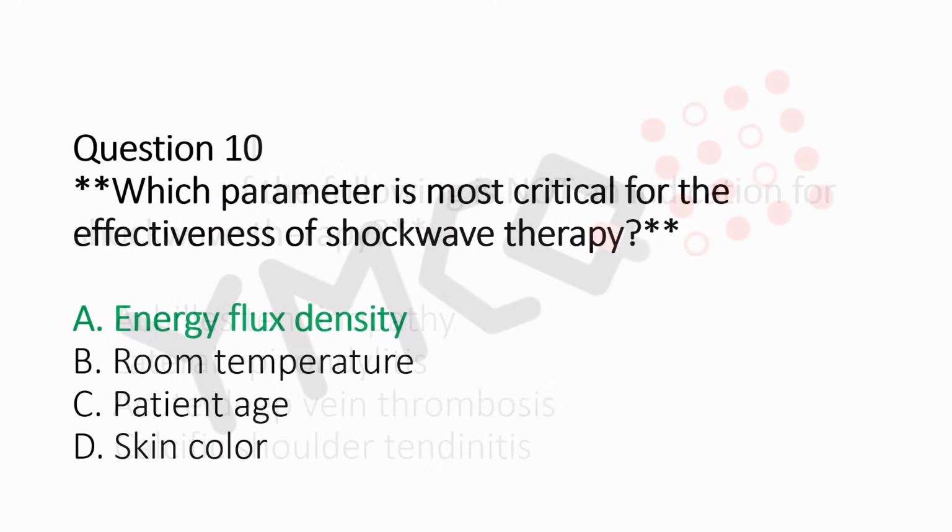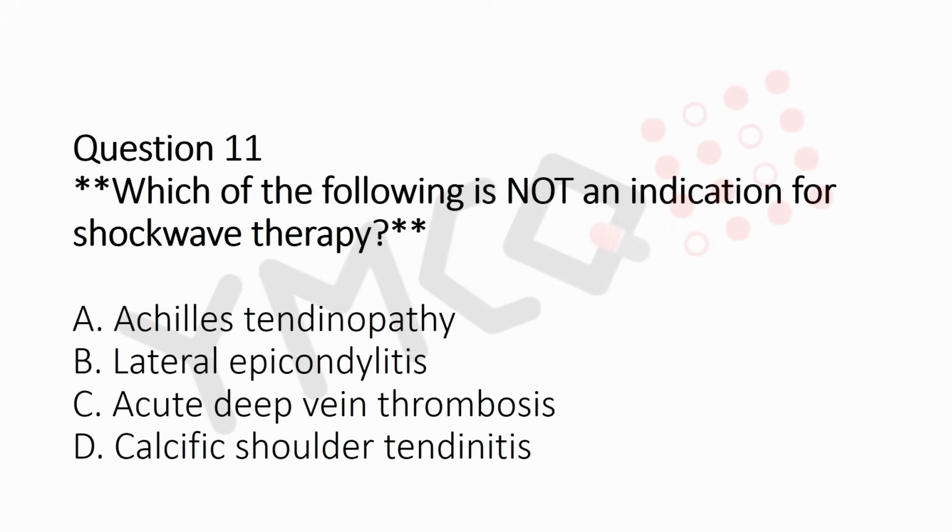Now let's move to question number 11. Which of the following is not an indication for shockwave therapy? Option A, localized tendinopathy. Option B, lateral epicondylitis. Option C, acute deep vein thrombosis. Option D, calcified shoulder tendinitis. And the answer is option C, acute deep vein thrombosis.